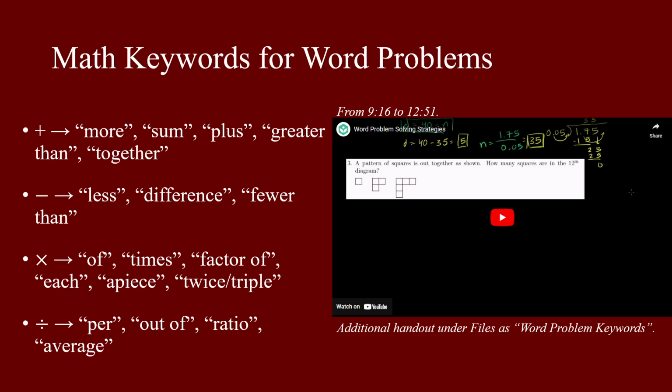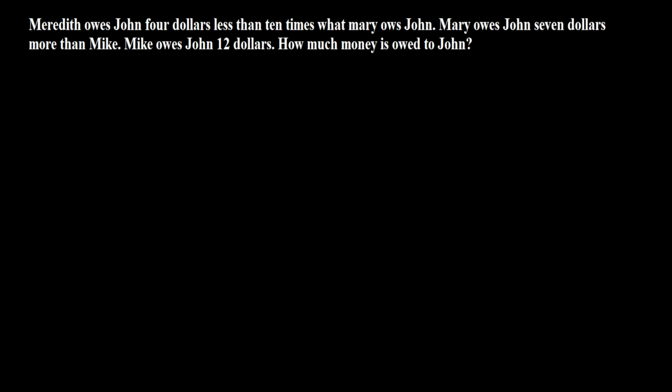It's a bit weird. We're not going to do too much of division here. We're going to save that for when we do some more science word problems later on. But just keep in mind that if you hear per, out of, ratio, or average, those are all going to be division words. So we're going to cut over to an example word problem that I already wrote up, and we're going to do that.